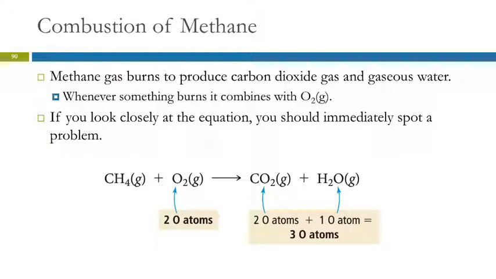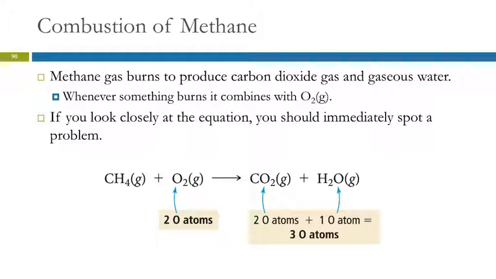So let's look at a reaction, the combustion of methane. We can describe this in a sentence. Methane gas burns to produce carbon dioxide gas and gaseous water. Anytime something burns, oxygen is necessary. So if they tell you to write an equation for the combustion of ethanol, and they give you only the formula, you might ask, is that all? Well, the other thing is oxygen. Anytime you have combustion, oxygen is a reactant.